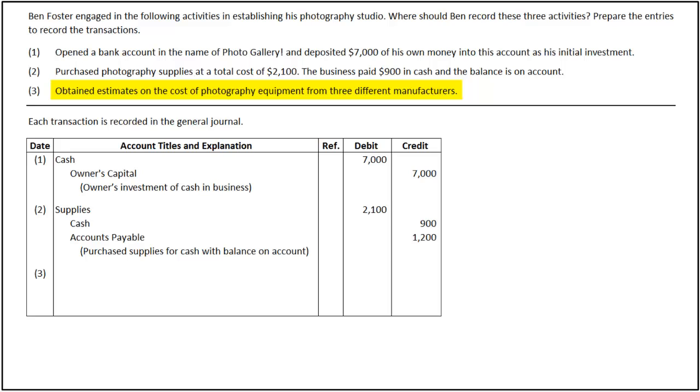In the last activity, the company obtained estimates on the cost of photography equipment from 3 different manufacturers. This is not a transaction, so no entry is recorded.